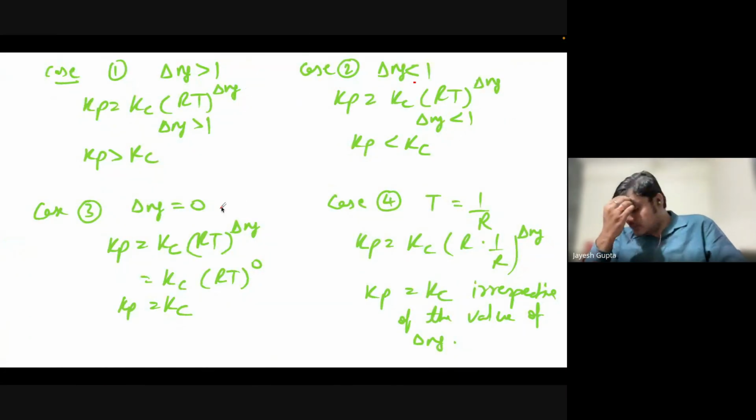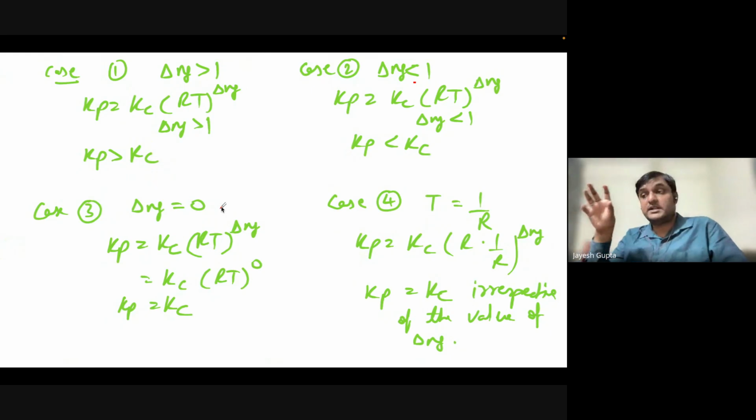Now there can be a situation when delta Ng is 0. Your product summation is equal to reactant summation. So in that case, what will be happening? Kp equal to Kc, RT to the power 0, and something to power 0 is always 1. So Kp will be equal to Kc.